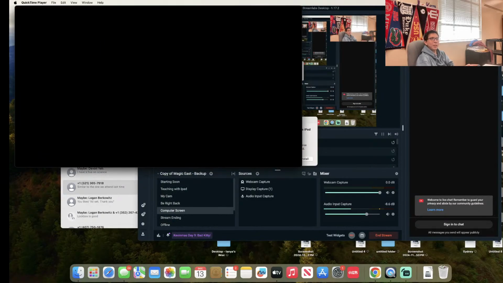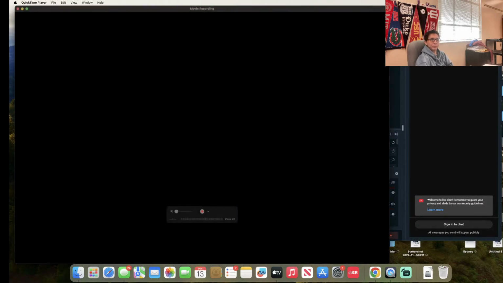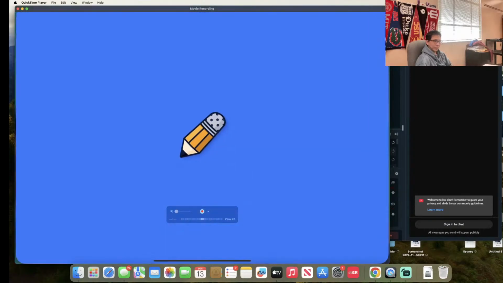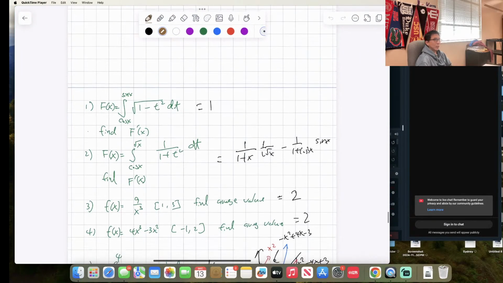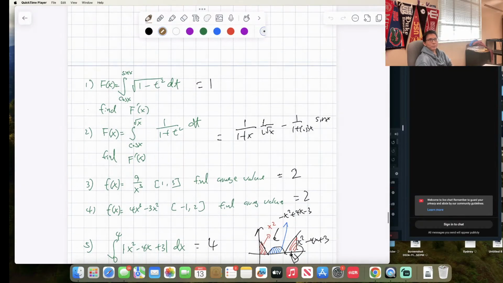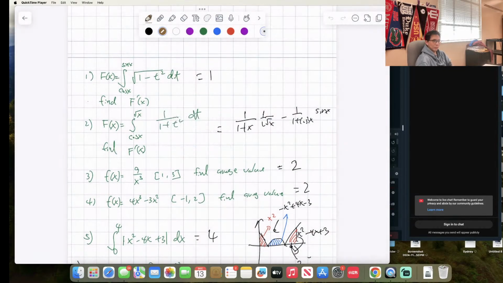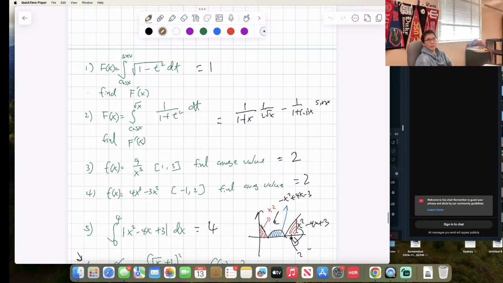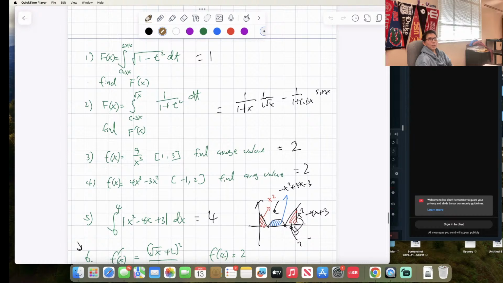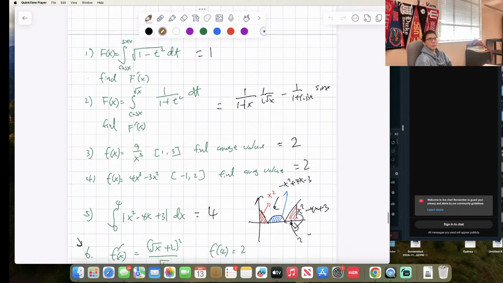Okay, so let me give you answers first. All right, so first one, the answer is 1. How did you get that? It's on that side of the board, but that's okay. I'll show you in a second. Let me show you the answer first. So, second one is 1 over 1 plus x times 1 over 2 root x minus 1 over 1 plus cosine square of x times sine of x.